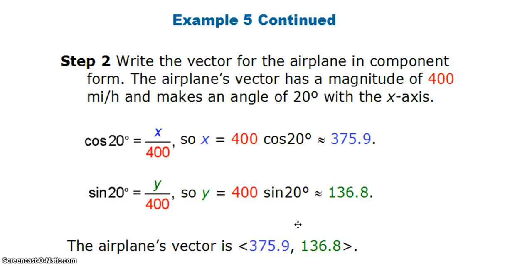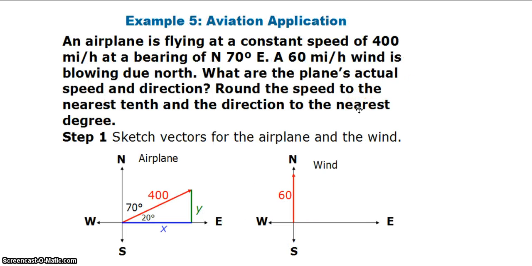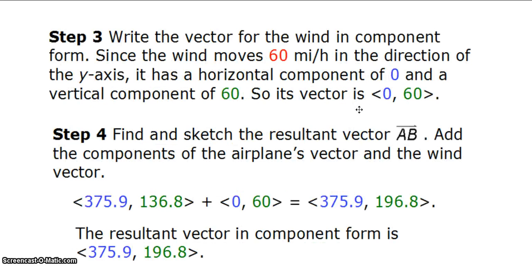Now, in order to find the resultant vector, we want to combine this vector with the wind vector. The vector for the wind in component form has no change in the x, since it's going due north, but there is a change of 60 in the y, which was the speed, 60 miles an hour. So we can sketch the resultant vector and add the components. We don't even really need to sketch it, but we can add the components.